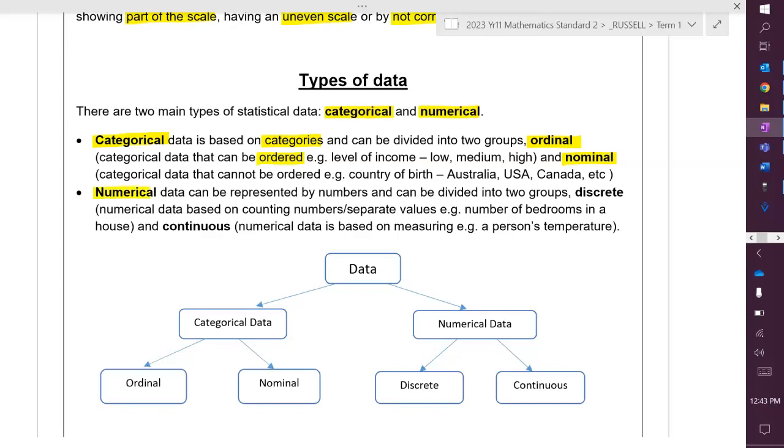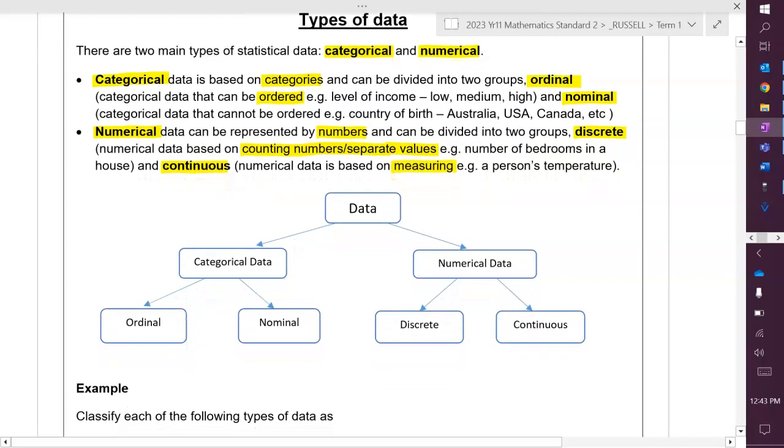The second type of data is numerical, and that is represented by numbers, and can be again divided into our two groups. You have discrete data, which is your counting numbers and separate values, and then continuous, which is measured, so like someone's temperature. So you can see the nice little flow chart here of how data is spread out. So your categorical, and then ordinal and nominal, and numerical, which is discrete and continuous.